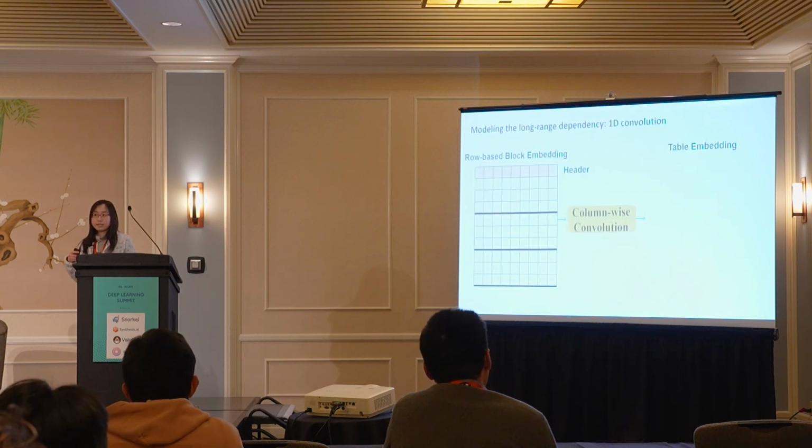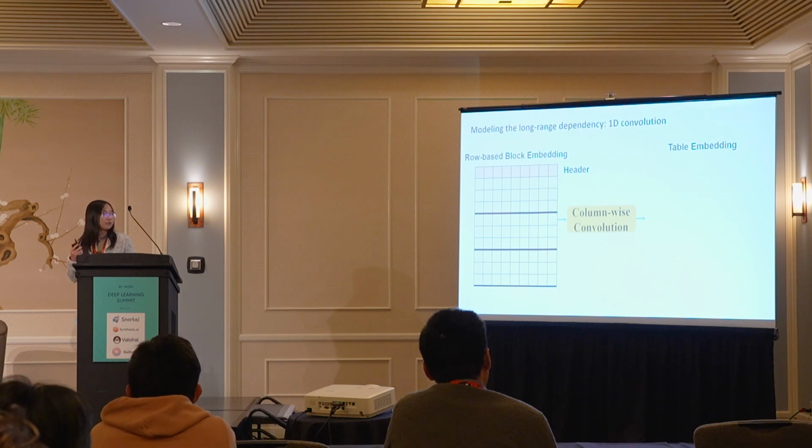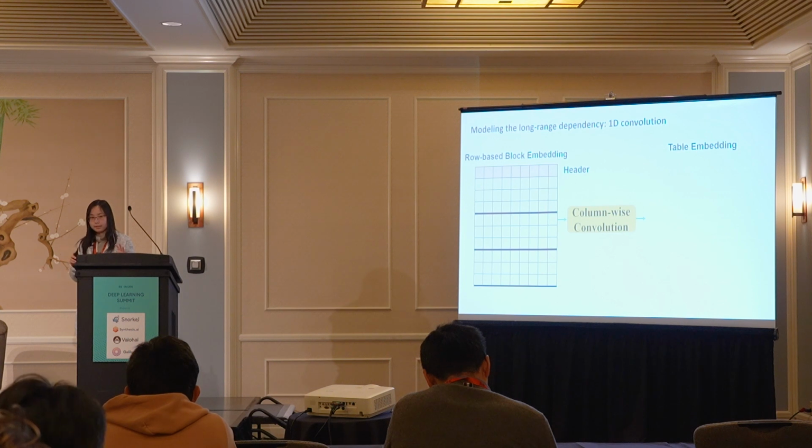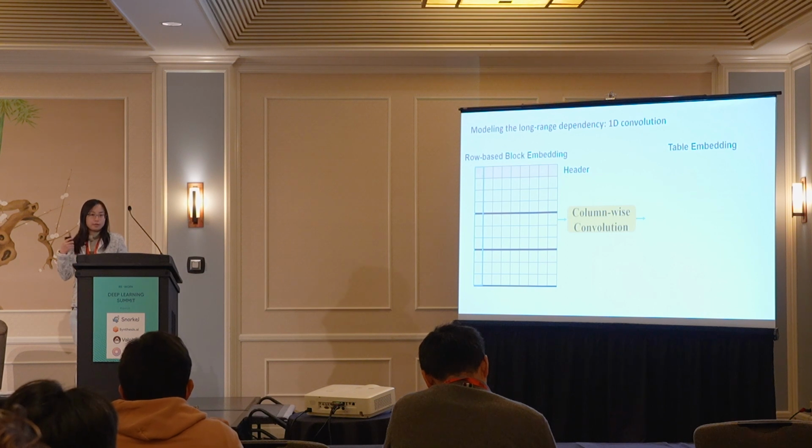However, with this block-wise embedding alone, if we consider the representation of each cell, then it only incorporates the context within the same block. So to further model the long-range dependency across different blocks, here we design a one-dimensional convolution layer. For example, on top of the row-based block embedding, we can design a column-wise convolution, where the convolution layer will span across multiple blocks.